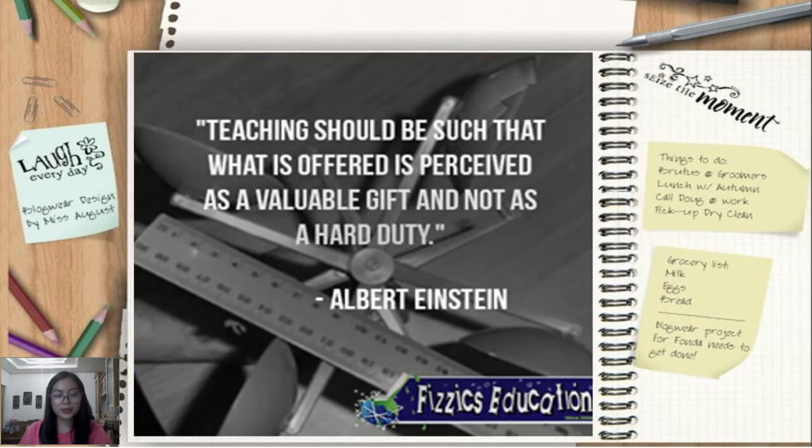So to end, let me share with you the statement by Albert Einstein. Teaching should be such that what is offered is perceived as a valuable gift and not as a hard duty. So we tend to complain about the preparation of DLP or DLL. However, we must be reminded that teaching is a valuable gift. So it must not be perceived as a hard duty, since this is a noble profession. And of course, we are here for a reason. We are not here if we are not meant to teach minds, transform lives, and touch the hearts of the students. So that would be all. Thank you.